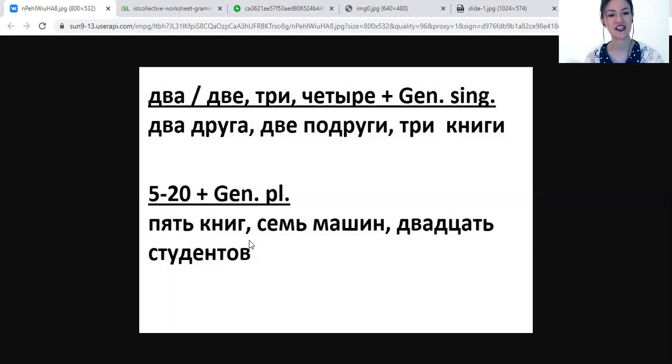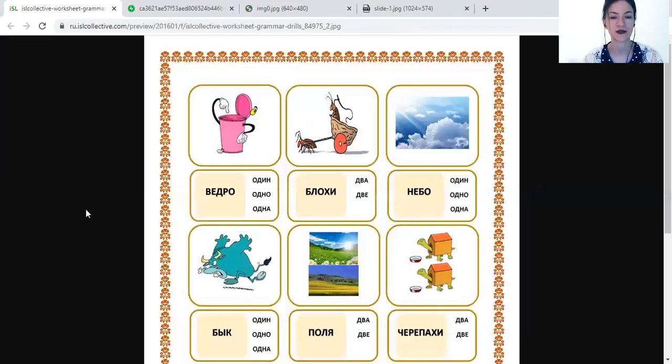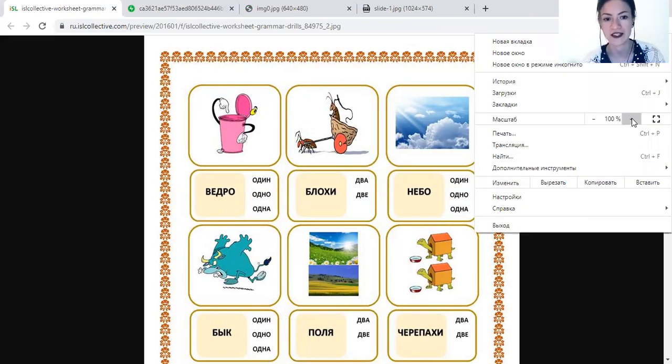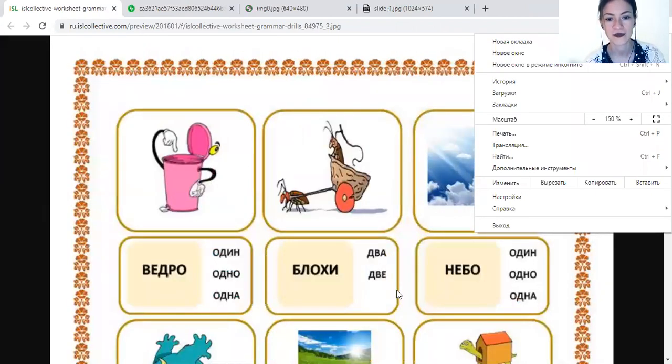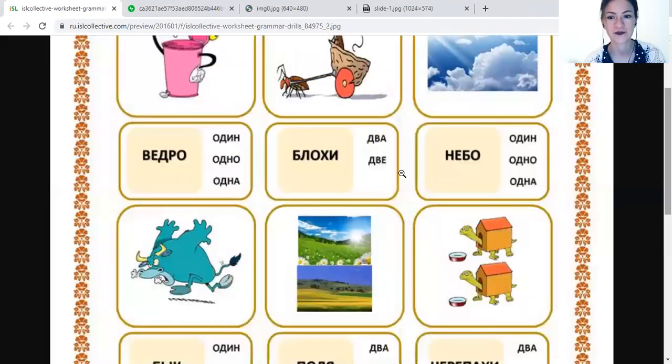5 книг, 7 машин, 20 студентов. If you want to speak Russian, it's a very basic thing, like A1, A2. You just have to learn it and memorize it. So now we can try to make some little practice. I found this wonderful picture on the internet and I really like it. So let's check.